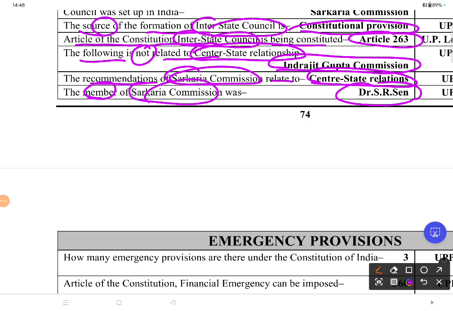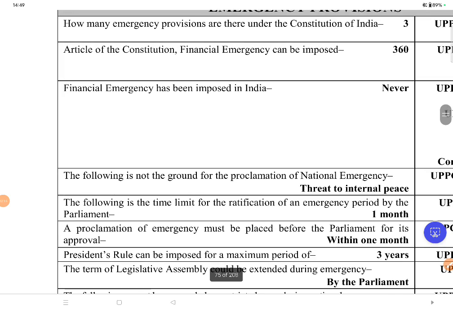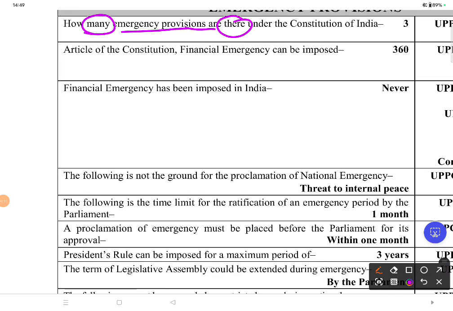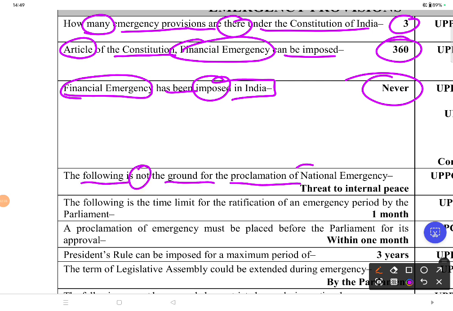Move on to the next chapter, that is emergency provisions. How many emergency provisions are there under the Constitution of India? That is 3. Under which article of the Constitution can financial emergency be imposed? Article 360. Financial emergency has been imposed in India: never. The following is not a ground for the proclamation of national emergency: threat to internal peace.